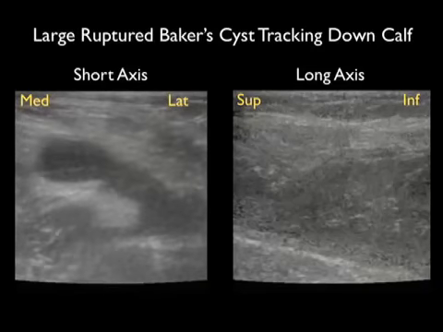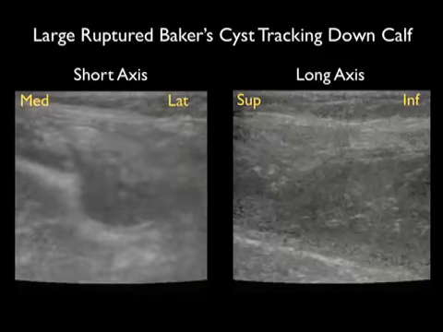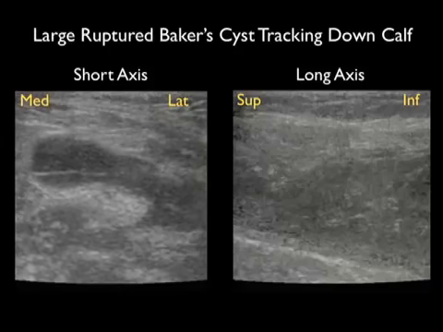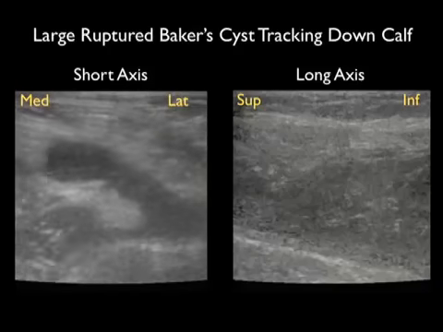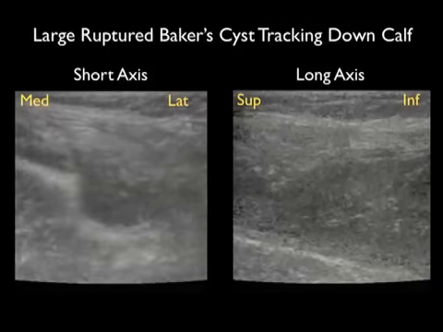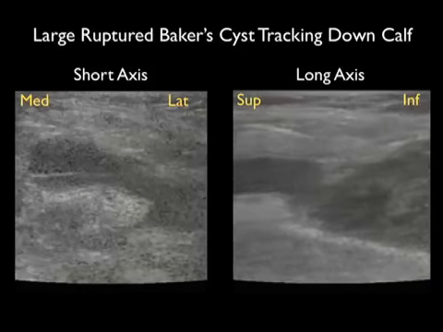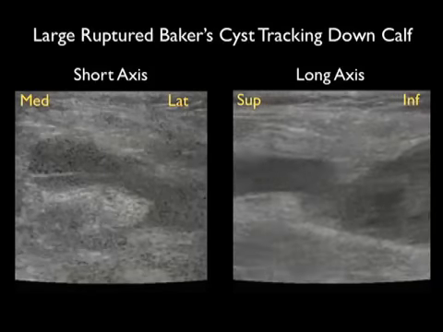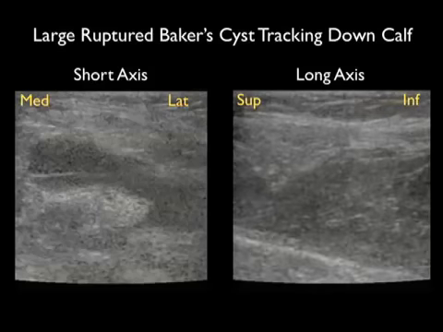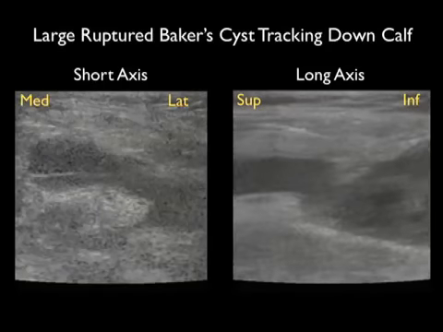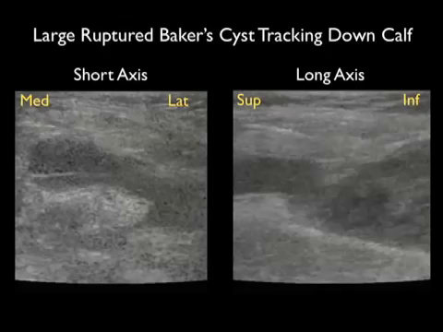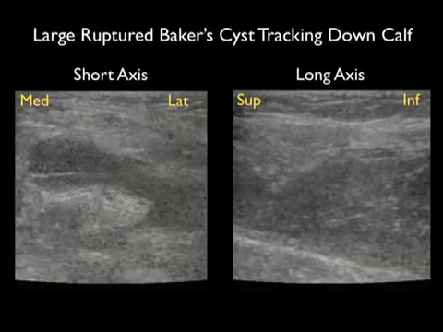We see a short axis view to the left, and I'm going to start with the probe high within the popliteal fossa right here. I'm going to move the probe down the calf, and we can see that the fluid collection spreads all the way down the calf. In the long axis view to the right, I'm going to start by showing the superior axis to the left and inferior to the right. And we can see the fluid collection of the ruptured Baker's cyst tracking from superior all the way inferiorly down the calf.